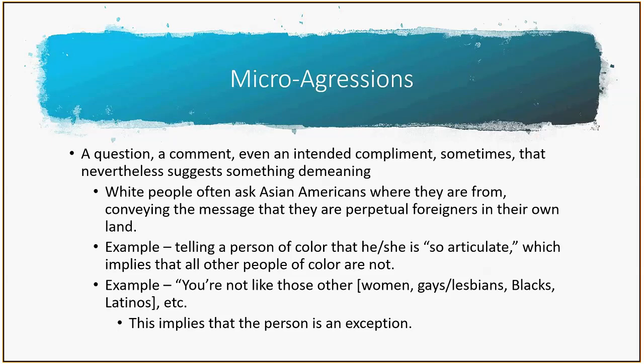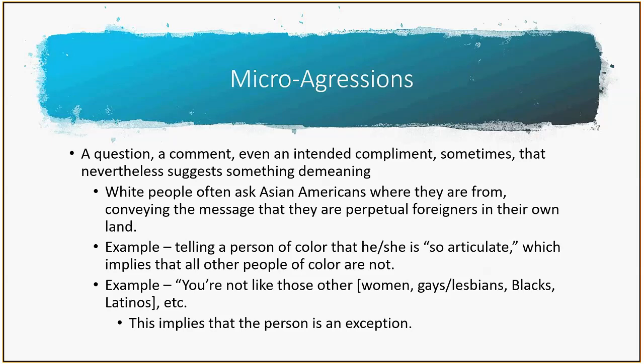We'll look at this in the context of social media and our online worlds, but we wanted to introduce you to the concept today. It can be a question, a comment, even an unintended compliment, even an intended compliment sometimes, that nevertheless suggests something demeaning. Some examples of this are if a white person asks an Asian American where they are from, conveying the message that they are perpetually foreigners in their own land. We see this in other instances of immigrant American populations in the United States.